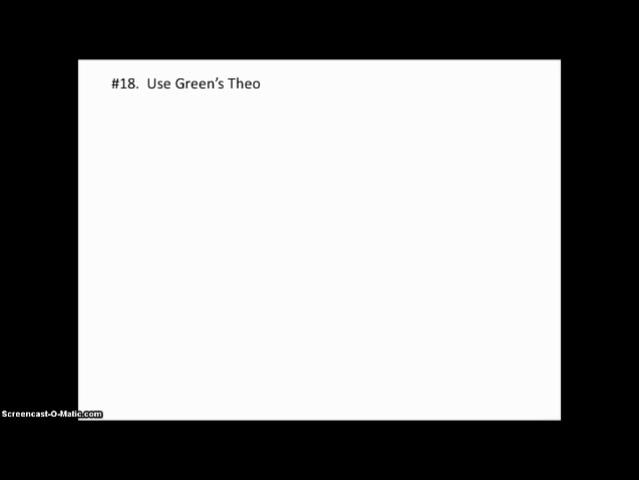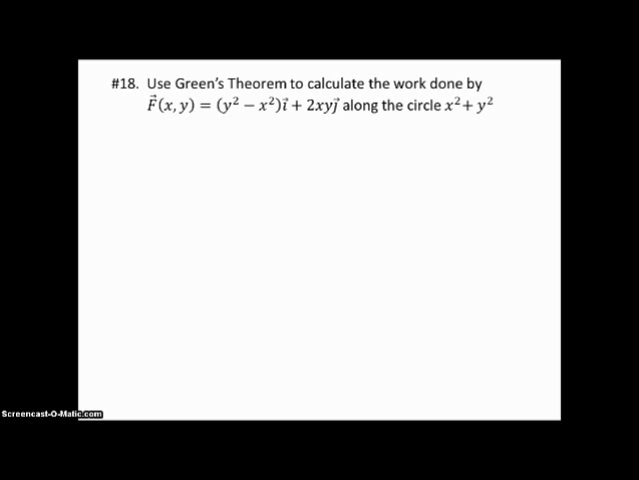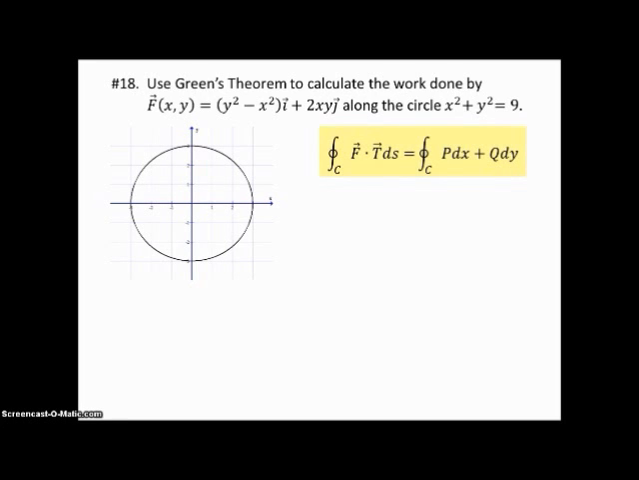Number 18. Use Green's theorem to calculate the work done by a vector field along the circle x squared plus y squared equals 9. Okay, so here's the circle, and the formula we want to use for work done is as it has been. The only difference here is if we're going to apply Green's theorem, we have to assume that the curve is counterclockwise when you parameterize it.